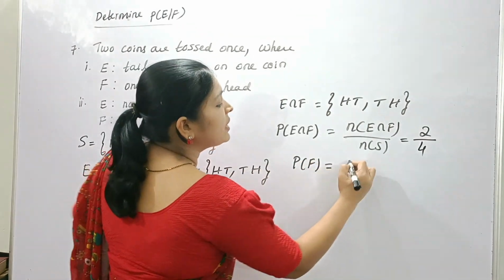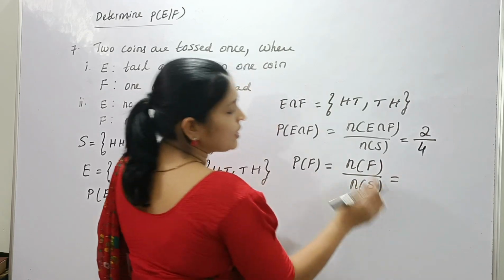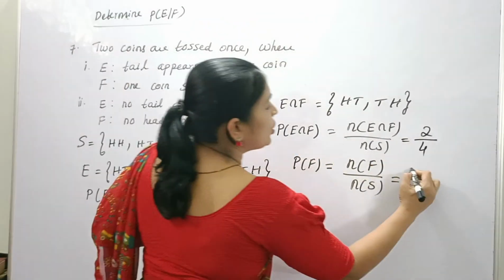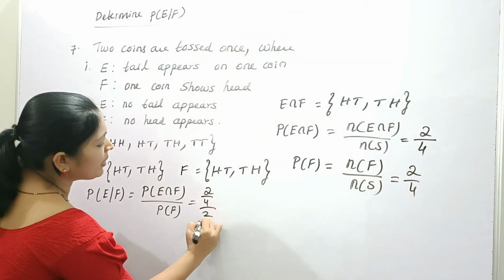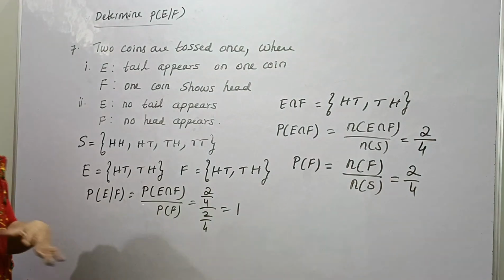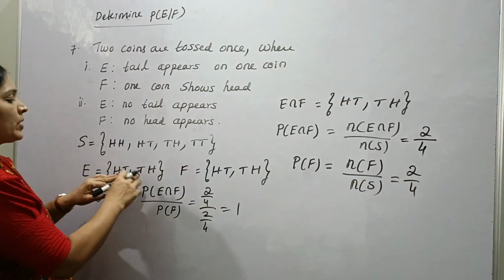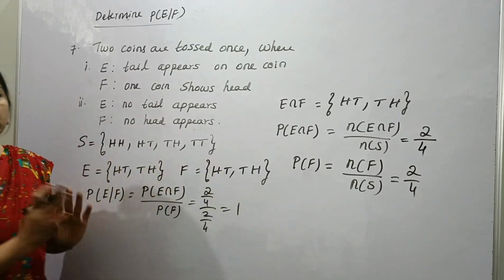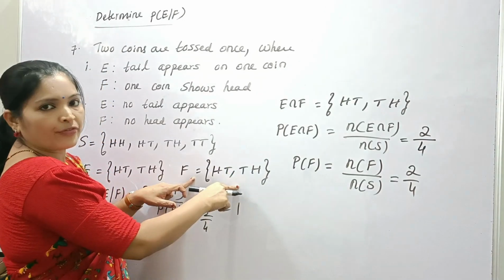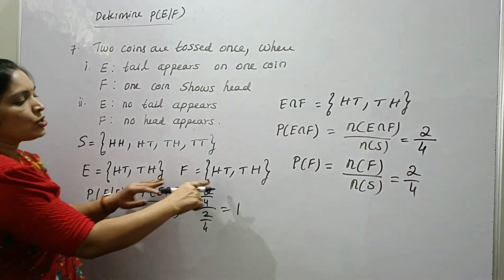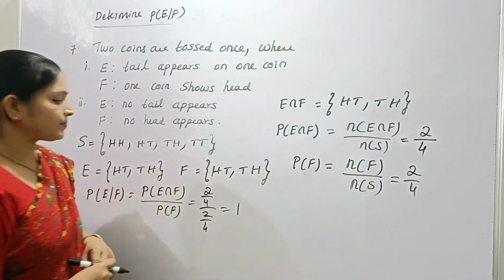Next, probability of F. What is probability of F? Number of elements in F divided by number of elements in sample space, right? So number of elements in F is 2, divided by 4. Therefore, it is equal to 2 by 4 divided by 2 by 4, that is 1. Or you can write it directly: E intersection F has 2 elements, divided by number of elements in F, because it is E given F. Number of elements in F is also 2. So 2 by 2, that is equal to 1.